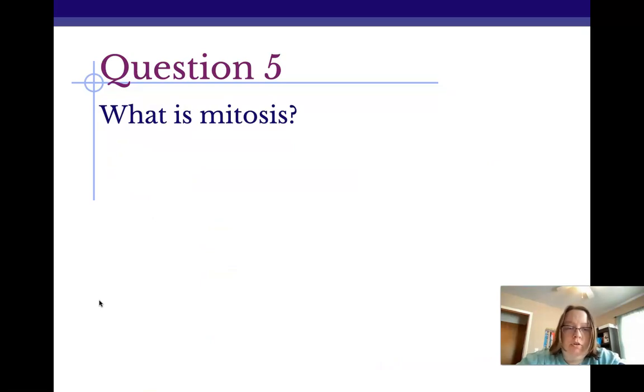Question 5. Which is mitosis? So what is mitosis?